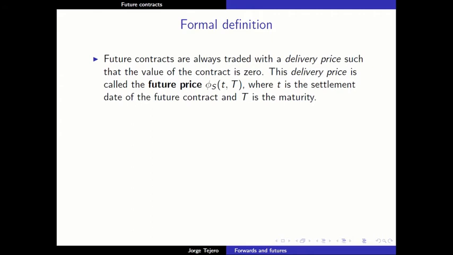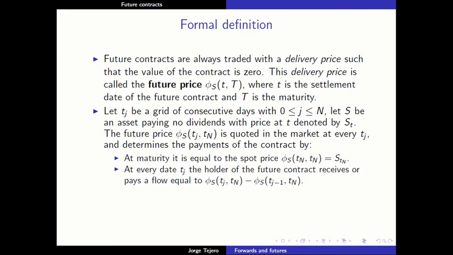These future contracts also depend on the delivery price and are always traded at a delivery price such that the value of the contract is zero. This delivery price is called the future price, and obviously it depends on the asset and also on the maturity. The future price evolves in time due to effects of supply and demand of the future contracts, but it has to satisfy two conditions. The first one is that at maturity, the future price has to be equal to the spot price of the asset.